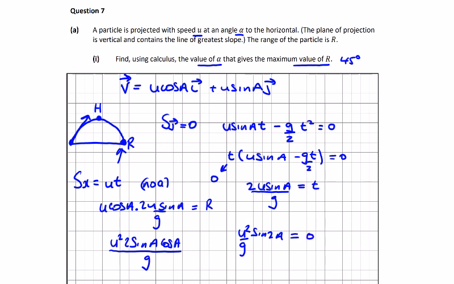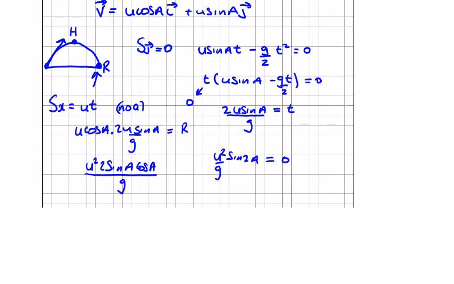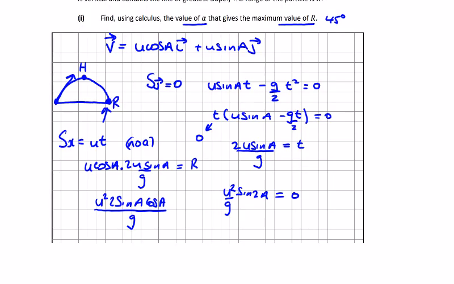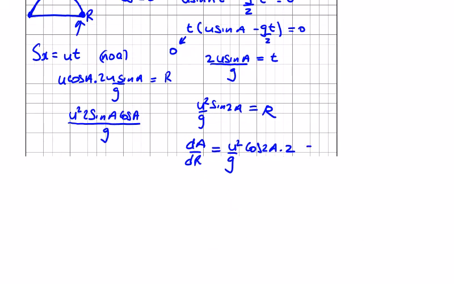We want the max range, and we're asked to use calculus, so we need to differentiate. We differentiate the range with respect to the angle. So dR/dalpha will be equal to u squared over g, sin 2a becomes cos 2a, and differentiating the angle, we get 2. Then the max range will be when this is equal to 0. So this means that cos 2a will have to equal 0. The cos of 90 is 0, so 2a is equal to 90, so a is 45 degrees.